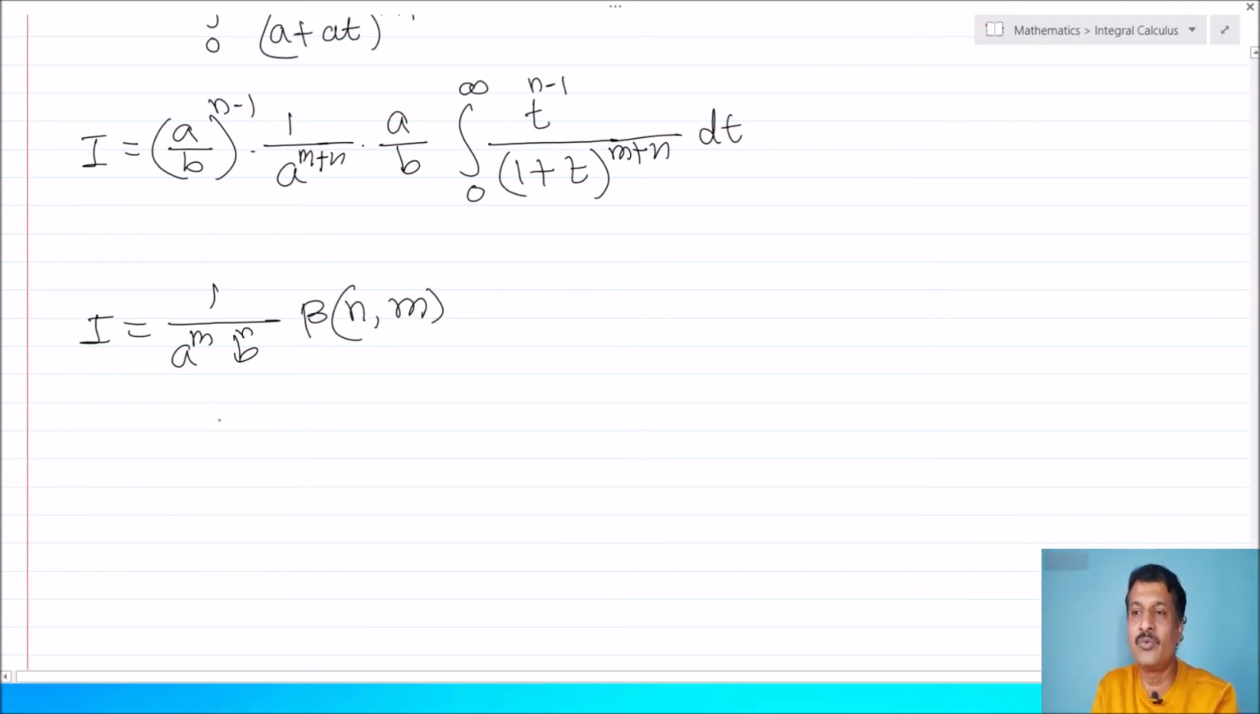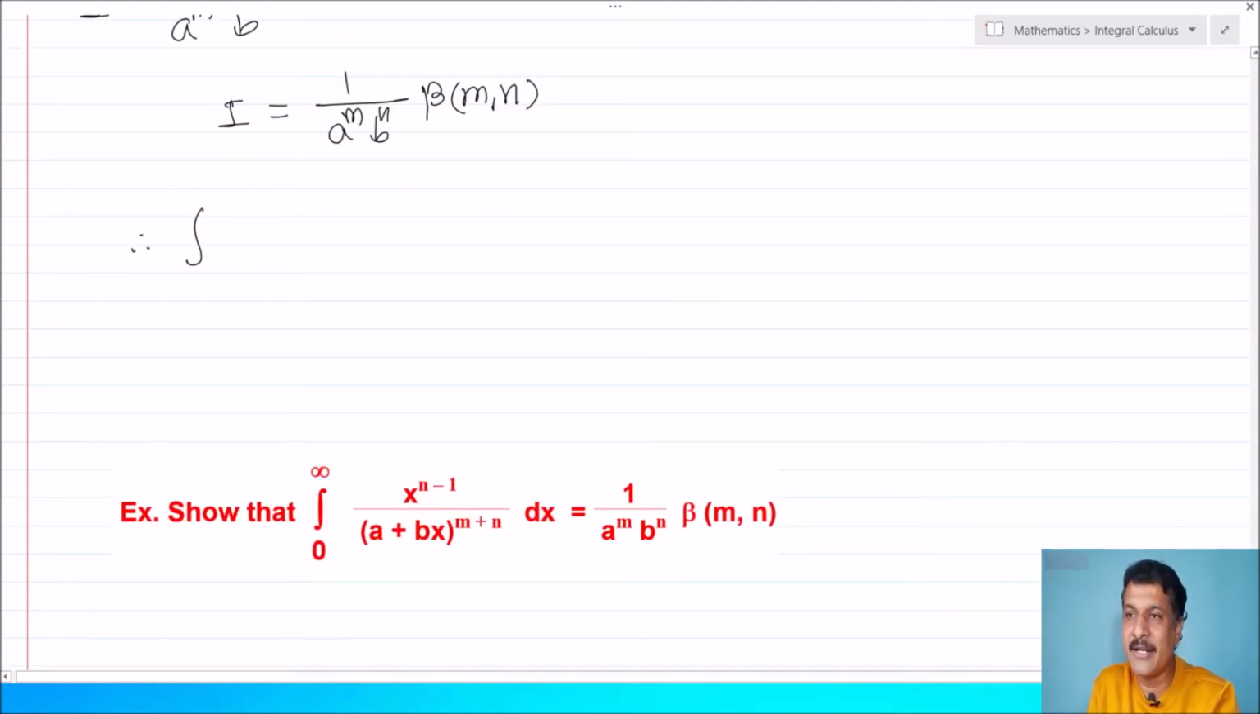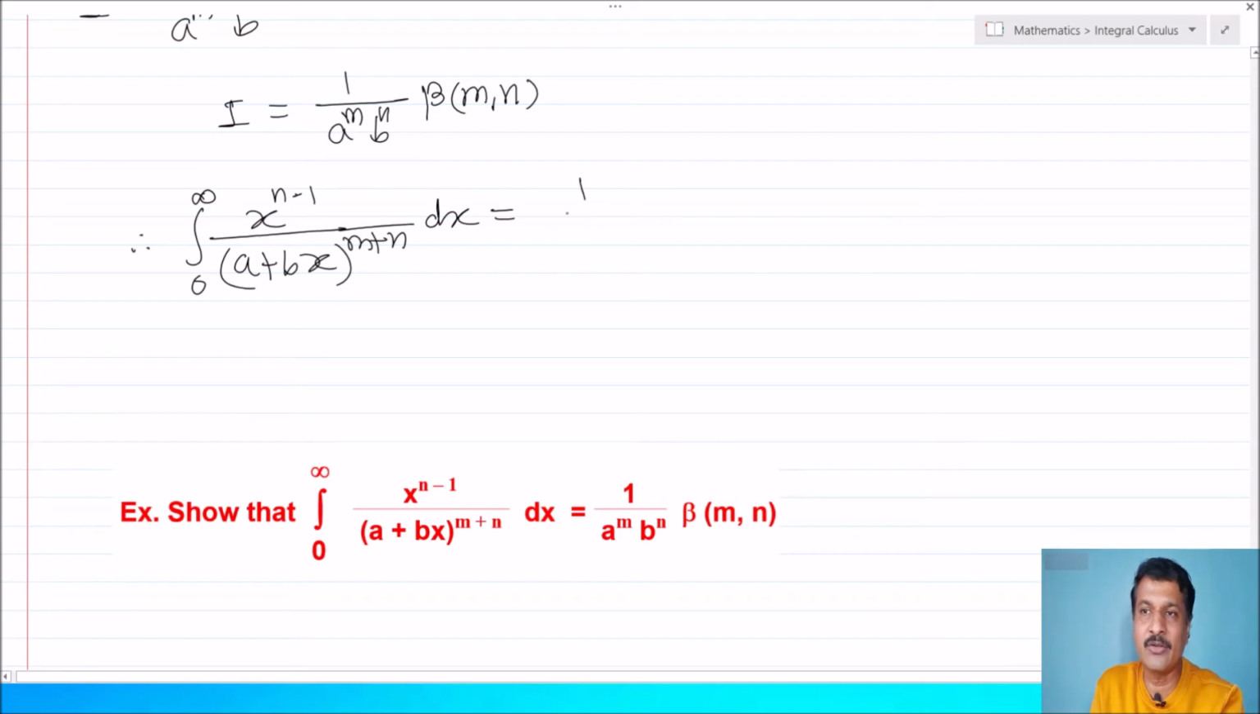And as we know, beta of n, m equals beta of m, n. So the same thing I can write: I equals 1 upon a raised to m, b raised to n, beta of m, n. And therefore, what is I? I is nothing but integration 0 to infinity x raised to n minus 1 upon (a plus bx) raised to m plus n into dx, and that is equal to 1 upon a raised to m b raised to n into beta of m, n, which we wanted to prove.